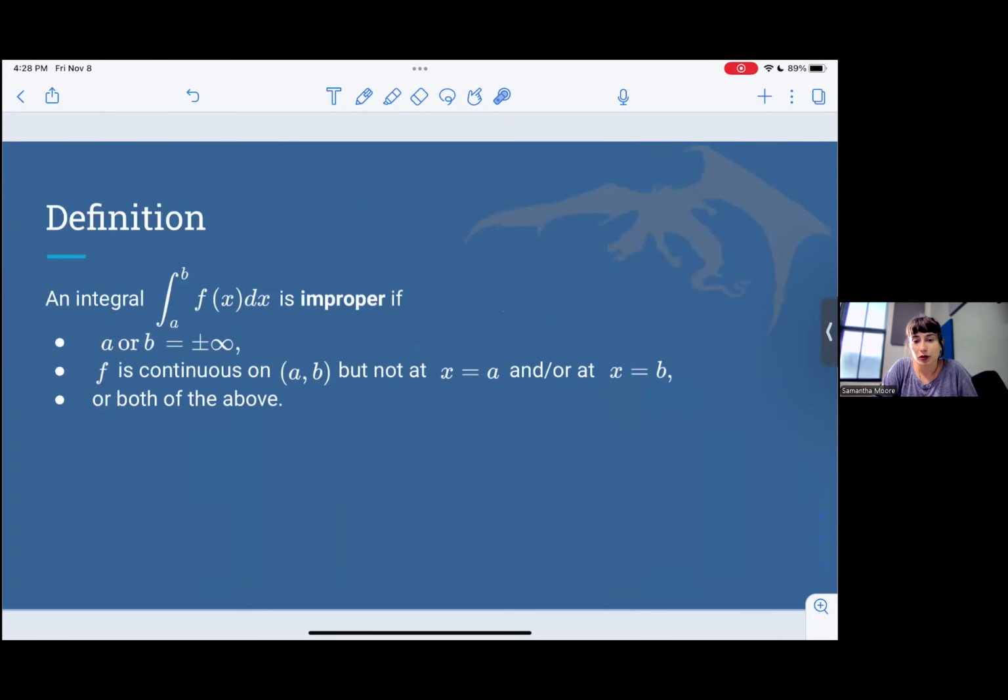If I go a little bit more carefully, the definition of an improper integral is where either one of the integrands is plus or minus infinity, or where our function is continuous on the open interval between the integrands, but maybe it's not continuous at one of the integrands, or it could be both.